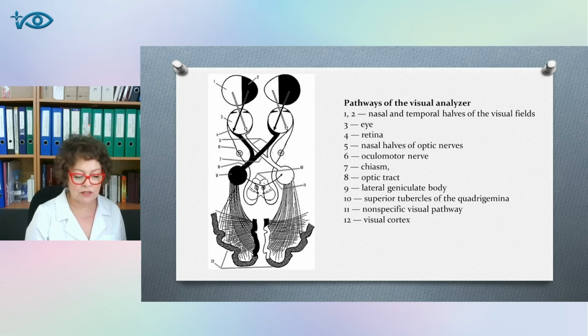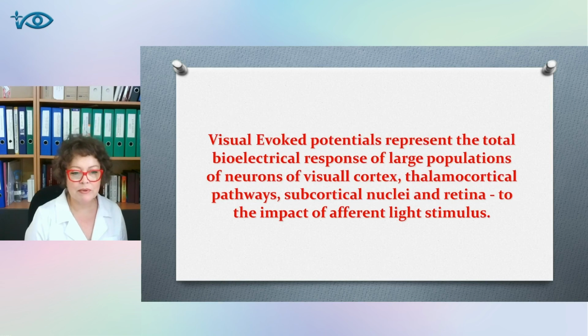Thus, a visual object seen by the eye in the form of an electrical impulse passes through the entire brain to the occipital cortex. A failure at any of the links described above can be determined by registering this impulse, which in fact is the visual evoked potential. Visual evoked potentials represent the total bioelectrical response of large populations of neurons of the visual cortex, thalamocortical pathways, subcortical nuclei, and retina to the impact of an afferent light stimulus.